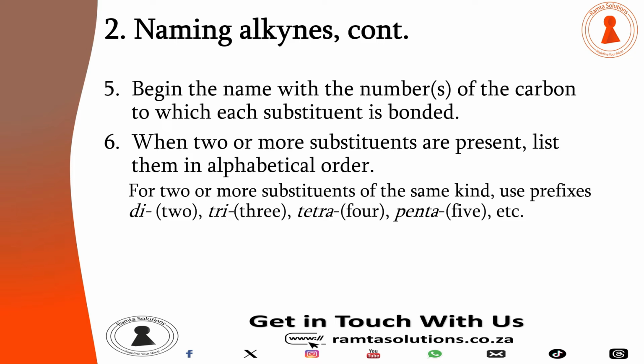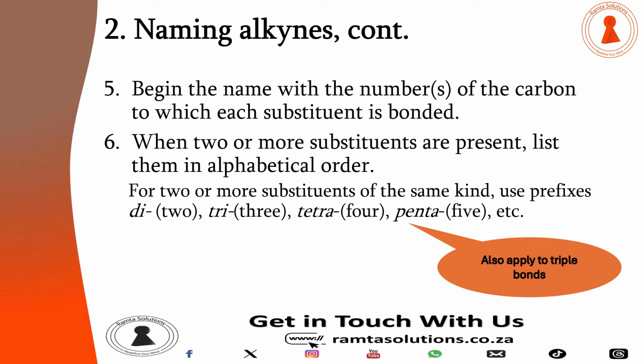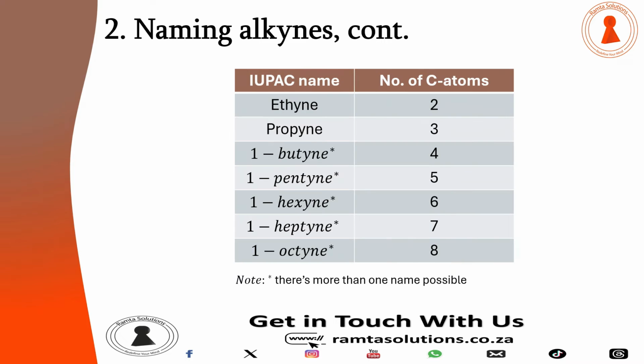Then when you have two or more substituents, you need to list them in alphabetical order. But if you have substituents of the same kind, use the prefixes di, tri, tetra, penta. I believe by now you are used to this. And guys, this also applies to the triple bond. If you have more than one triple bond, also use di, tri, tetra, penta, and so on. Then now we can go to our examples. I know a lot of you have been waiting for that.